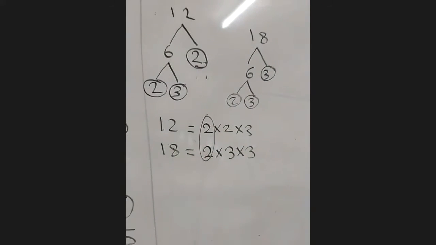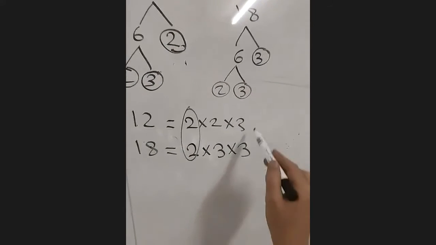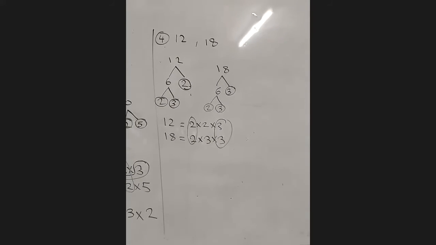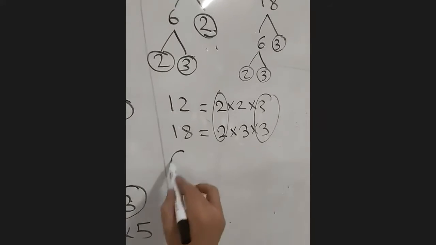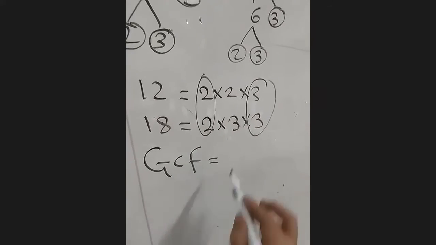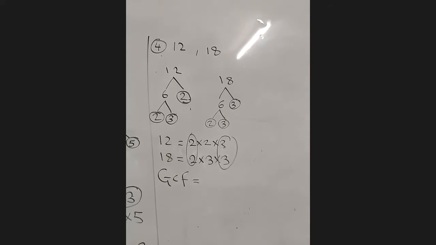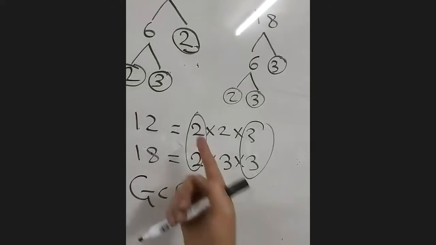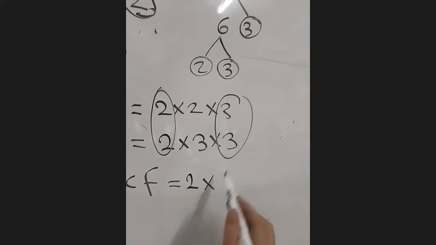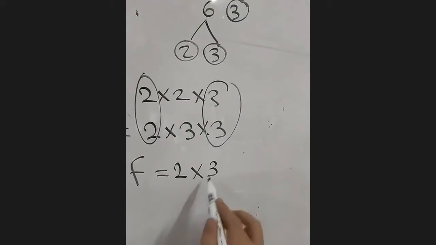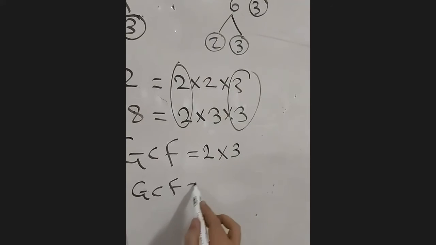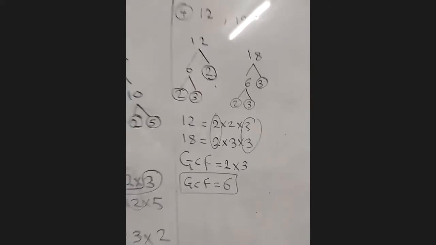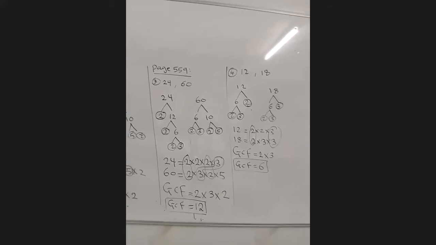Now, do we have common here? 2 and 2. What's the other common? 3 and 3, only this 3. Oh, okay. Now, what's the greatest common factor equal? 2 multiply 3. From each group, guys, we take one number. From this group, take one number, and from this group, take one number. So the GCF equals what? 6. Do you understand it? Yes. Good boy. This is question 4, guys.